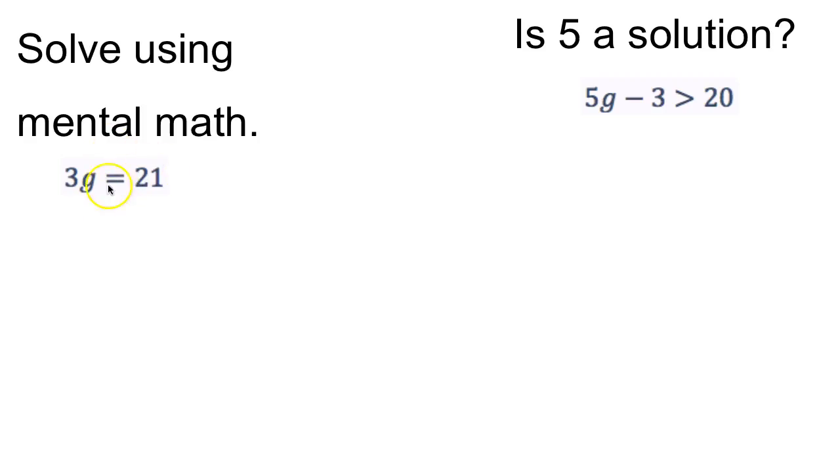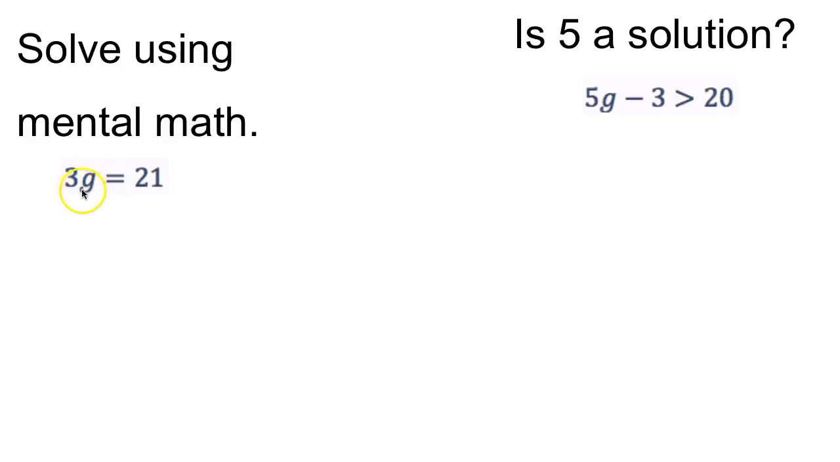All right, so this question over here says solve using mental math. It says 3g equals 21. When I look at this, I don't see a plus, a minus, a multiply, or divide. I just see the number next to the letter.